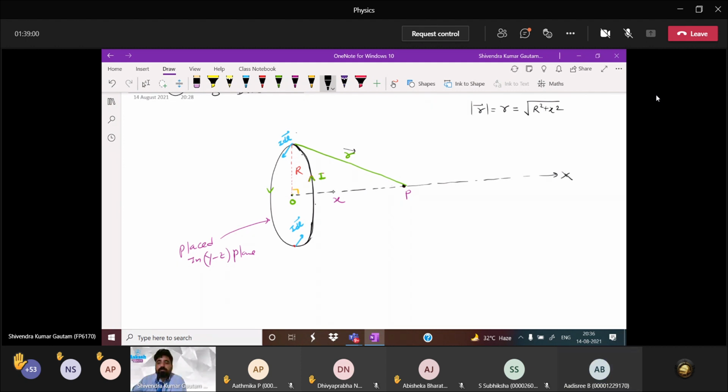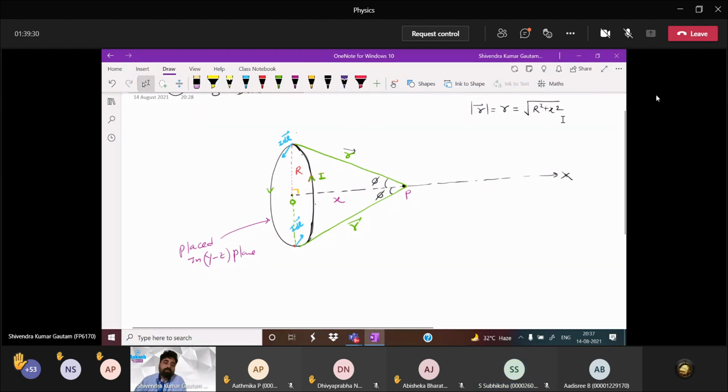Now, similarly, from this element also, you are getting that R vector is here. Tell me, in above and below, are both triangles congruent triangles or not? Yes or no? Congruent. Congruent means if this angle is phi, then this angle is also phi or not? Yes. Congruent triangle.